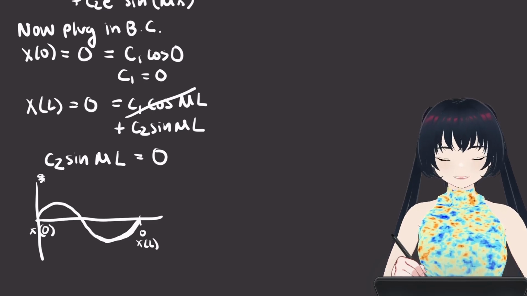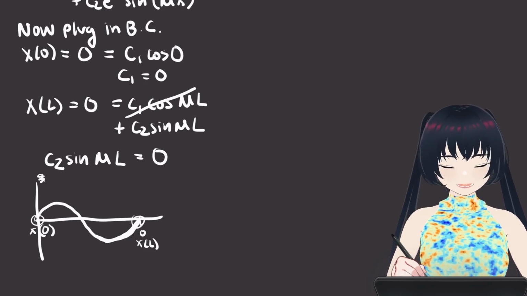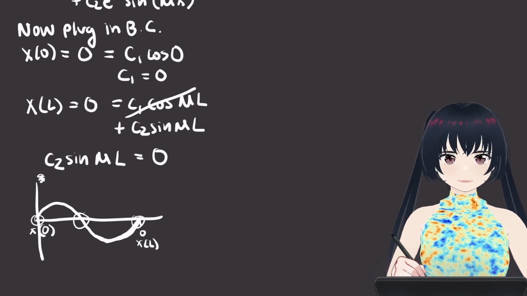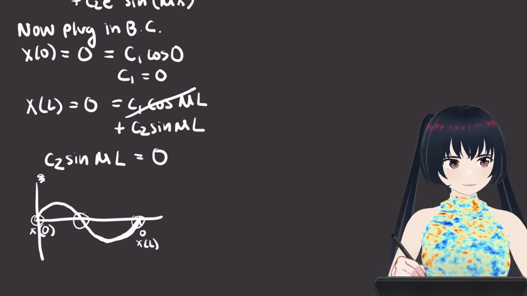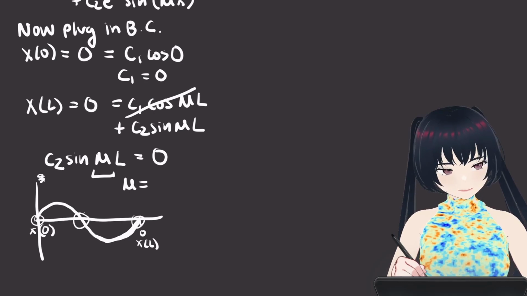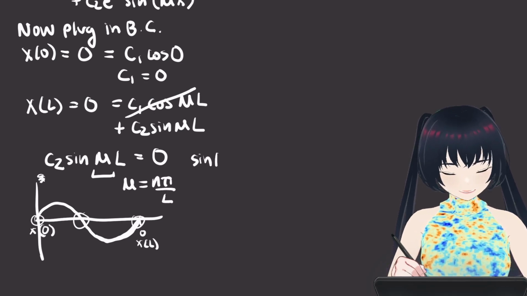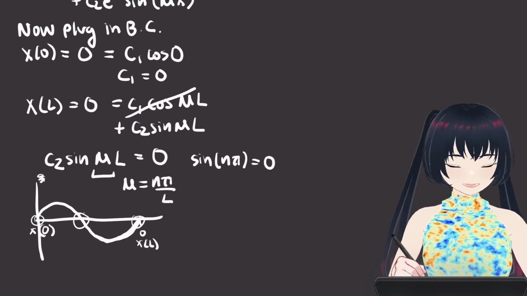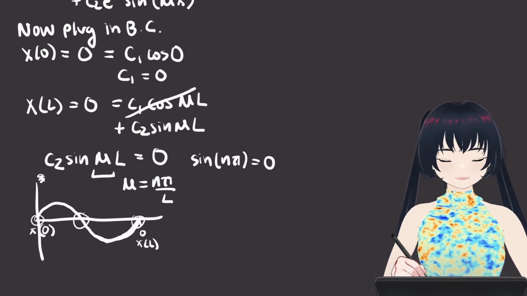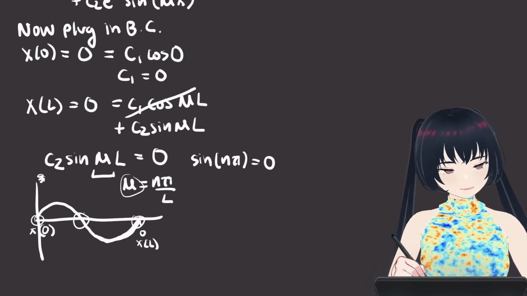And you might notice that there are two zeros. There's one at 0 and one at x equal to L, which represent our boundary conditions. But there's another 0 that's here. What we can actually do is this handy little trick where we set mu equal to n pi over L. That's because sine of n pi must always equal 0. And that's because every time the sine function swoops down, we're accounting for that fact in how we derived mu.